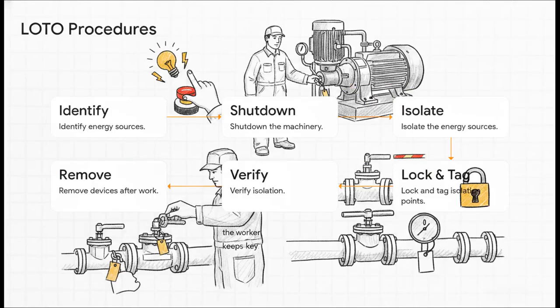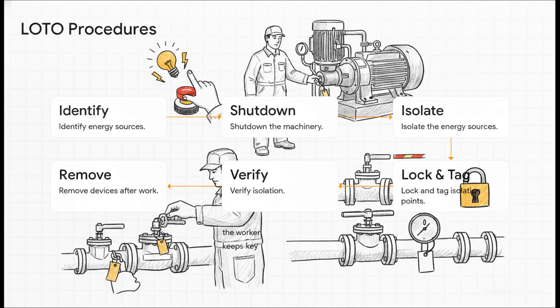Let's picture this in practice for a second. Say a worker needs to de-energize this massive, high-pressure pump. They have to follow some very strict steps. First, they identify the energy sources and shut the machinery down. Then, they isolate it and apply their specific lock and tag to those isolation points. Next, they actually have to verify that it absolutely won't turn on before they perform any maintenance.